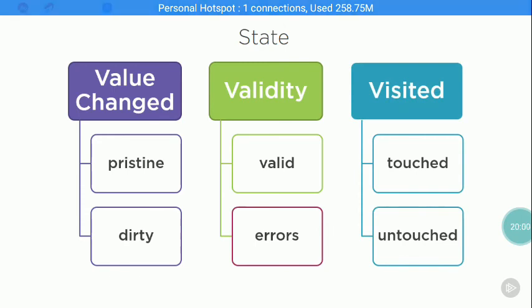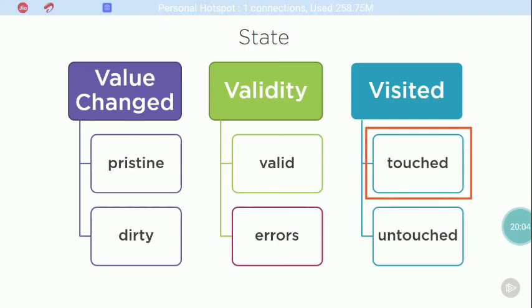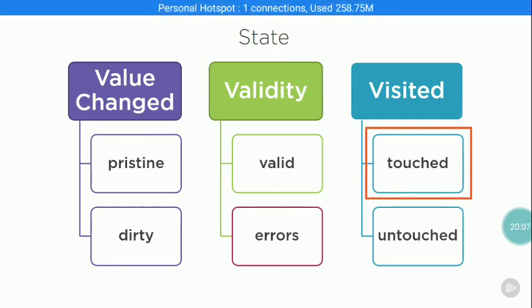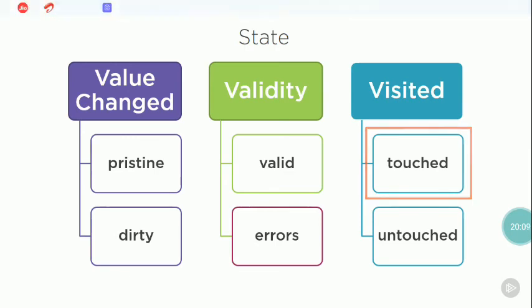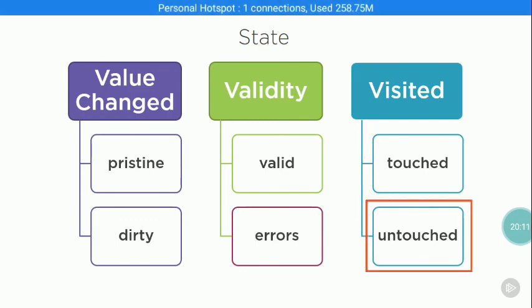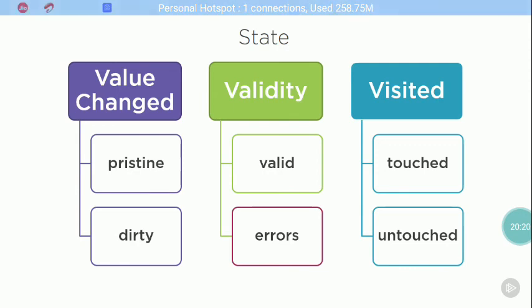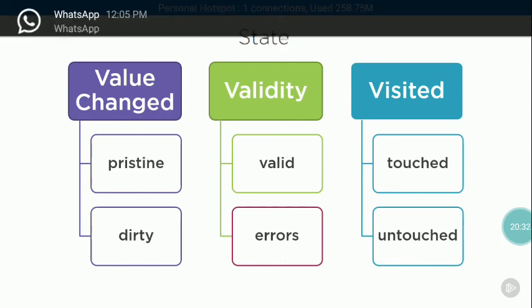These states define whether the user has visited an input element. A value of touched means the user has set focus into the input element and then left the input element. Untouched is set if the user has not set focus, then left the input element. A form is touched if any input element has been touched. These visited states are useful to prevent displaying the required validation error message until the user has had a chance to enter something. How do we track all of this state information?